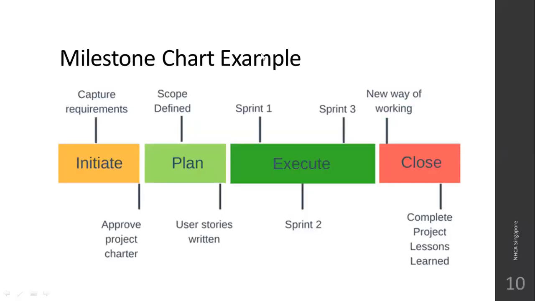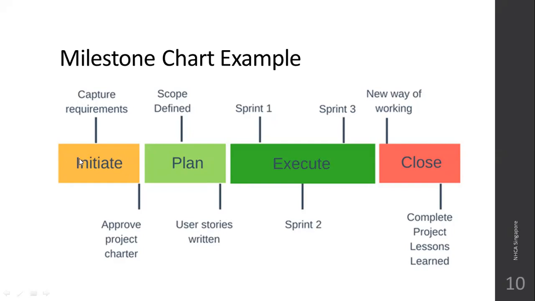When it comes to the milestone chart, it's another version of the Gantt chart, where small events, like you can see in these branchings out. These are the milestones, like sprint 1, sprint 2, sprint 3. These are the branches. These are the initiate, plan, execute, close. It's a planning cycle.